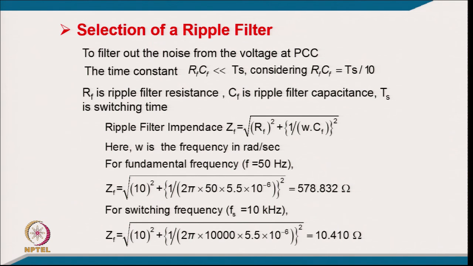So, that impedance is quite low. You can find out that at switching frequency, this impedance is very close to the resistance, that is 10 ohm resistance. So, it comes to 10.41 ohm, and the capacitance value is typically of the order of 5 microfarad, and that gives you quite a high impedance for fundamental frequency, 578.832 ohm. It comes across the phase. So, the phase voltage is around 239 or 240 volt, and you divide by 578, it will be typically less than half an ampere.